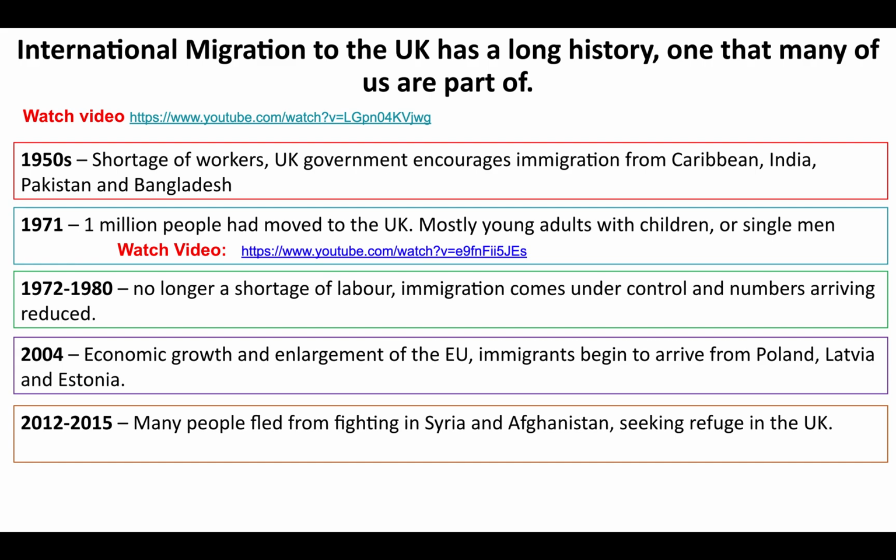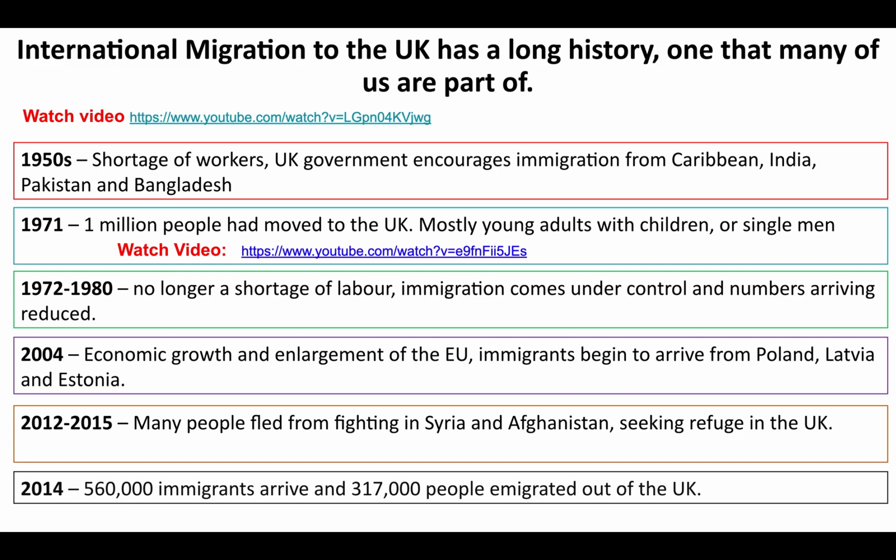Large civil wars and increases in the amount of fighting in Syria and in Afghanistan as a result of US-led and Taliban insurgencies lead to a huge number of refugees being generated, and some of those refugees end up seeking refuge in the UK. Not huge numbers of them. Very, very small percentages of those refugees end up in the UK, but for us here in the UK, it becomes a noticeable wave of people arriving. And in 2014, about 500,000 immigrants arrived, but 317,000 people emigrated out of the UK.